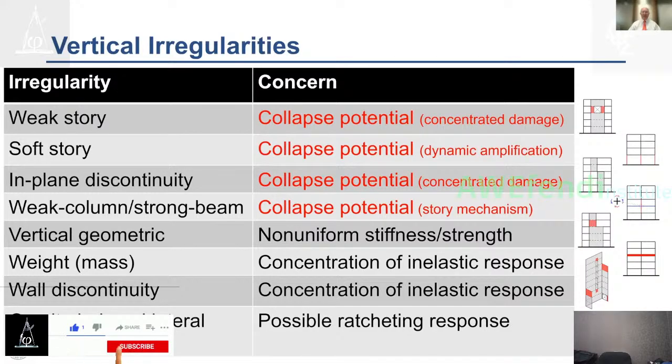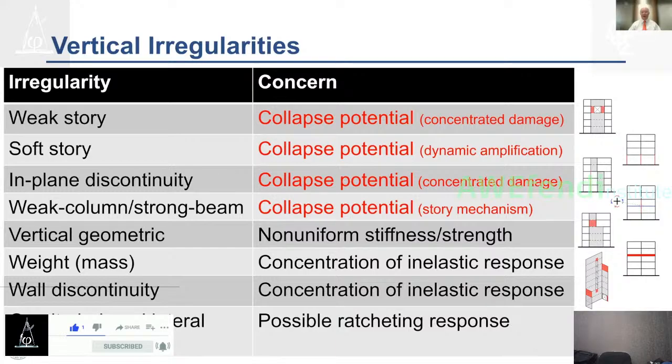Vertical geometric irregularity, the idea is a little qualitative. It's not so much quantitative. You can see it when you look at it, and you can see that there's some change in the dimensions of the seismic force resisting system that would make it have a non-uniform stiffness or strength. There may be a heavy story in the building, a heavy floor, and that's a weight or mass irregularity. The concern being you could concentrate inelastic response because of that non-uniform performance.